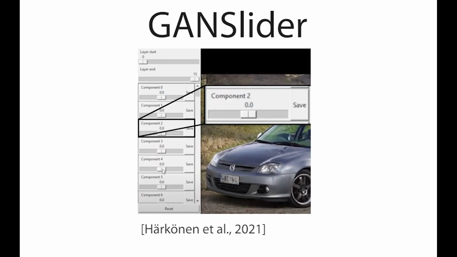GANSpace by Härkönen and colleagues used principal component analysis to automatically discover semantic feature dimensions in the image space and then map these dimensions to individual sliders, one per principal component.